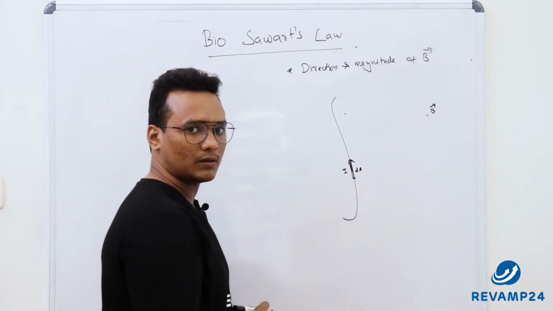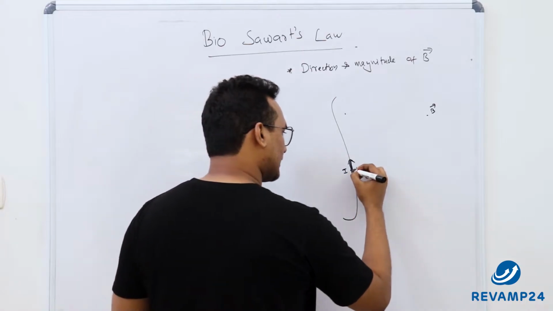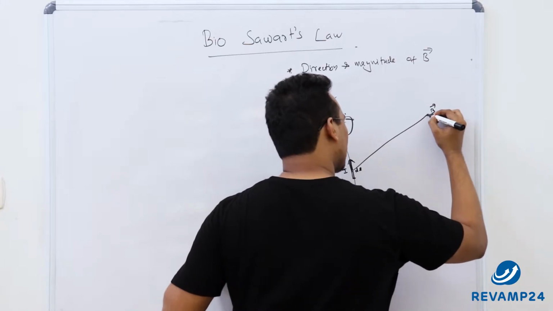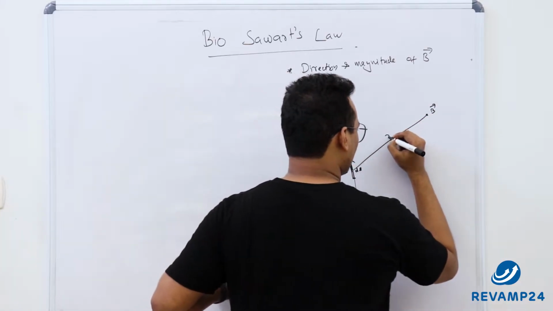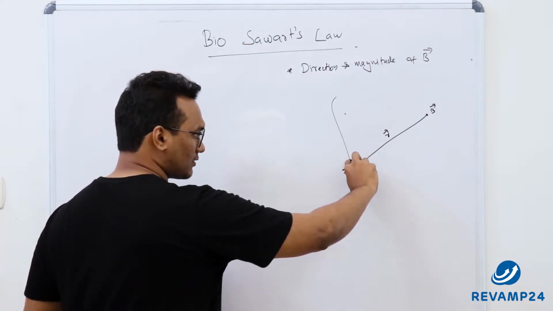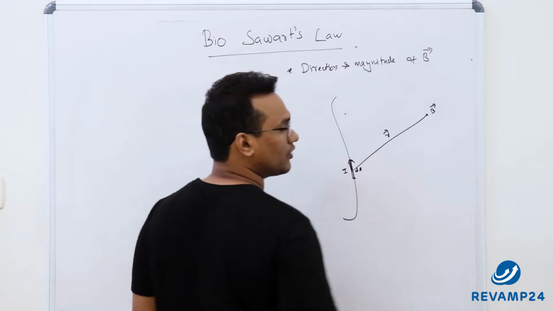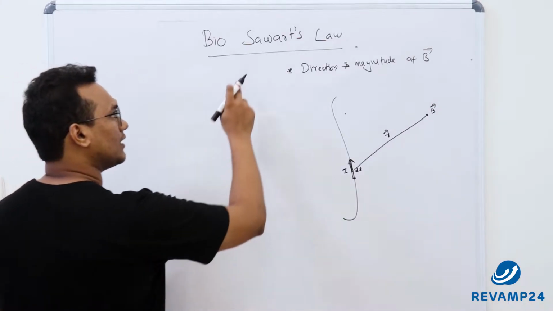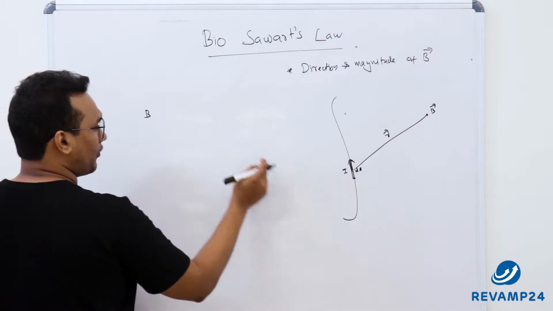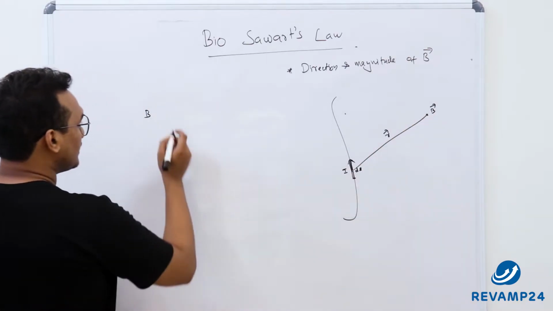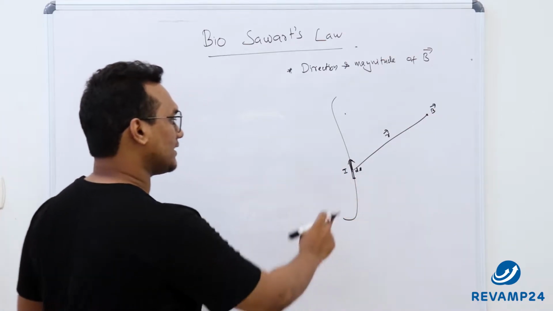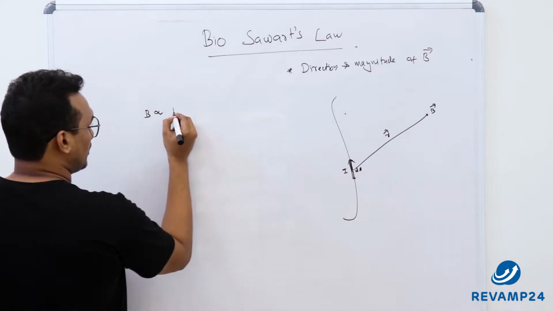According to Biot-Savart law, you have to connect the current carrying element with the point where you are finding the magnetic field, and this is nothing but the position vector r. With respect to this current carrying element, we are going to find the value of magnetic field. As per Biot-Savart law, the magnetic field at that point due to the current carrying element is directly proportional to I. Higher the current, higher will be the magnetic field.